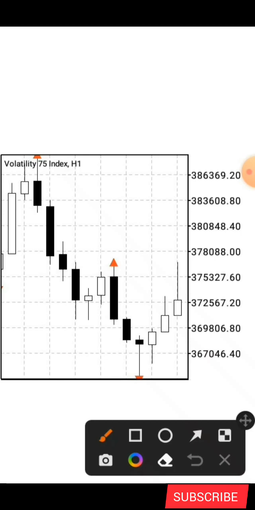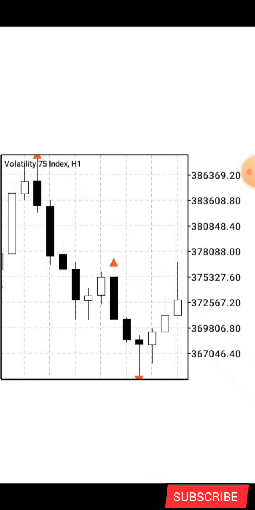It's called the hammerhead or the hanging man, okay? It depends on how it appears. If it appears at the end of a downtrend like this, it's called the hammerhead. And if it appears at the top of an uptrend like this, then you can call it the hanging man. So all that doesn't matter.